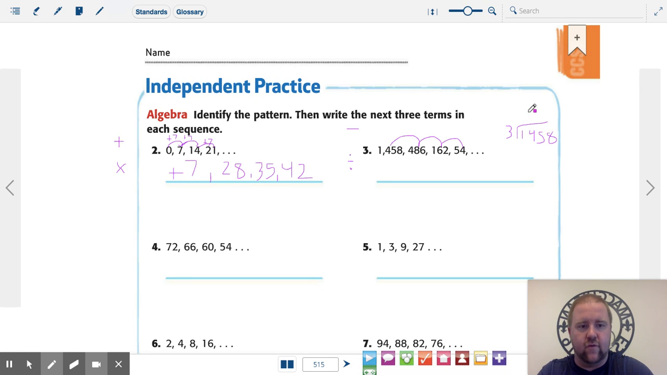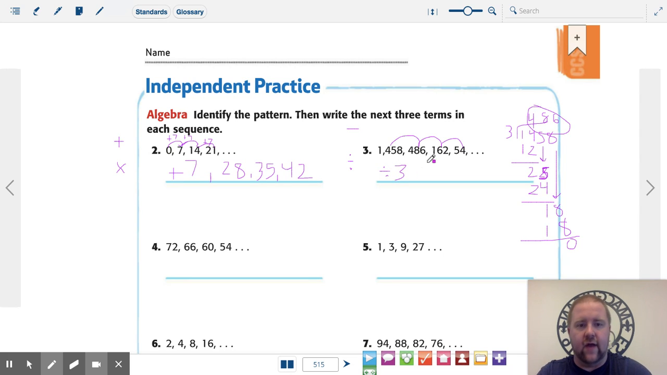Okay, 3 goes into 14 4 times. That's 12. I'll subtract. I get 2, then I bring down a 5, so now I have 25. Then 3 goes into 25 8 times. 8 times 3 is 24. So 5 minus 4 is 1. I bring down the 8. 3 goes into 18 6 times. And if you look at that, we finish up our problem. We have 486, and that is the number there. So we know that our pattern is going to be dividing by 3.